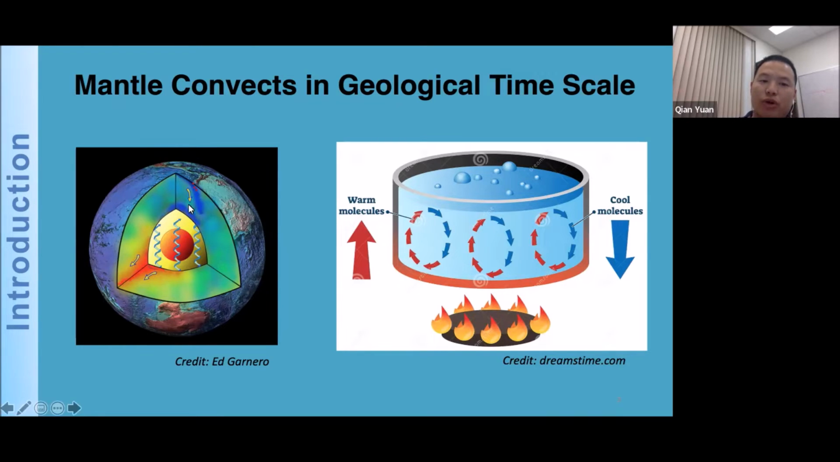As we know, we have cold downwelling, which is likely the subducted slabs. And then we have mantle plumes that can rise to the surface and cause super volcanoes. So the principles behind these things are very, very similar.